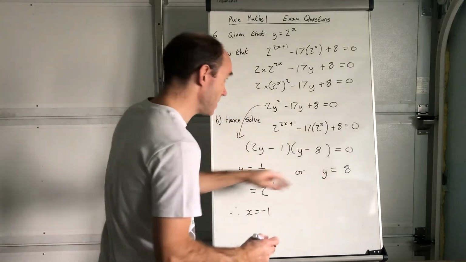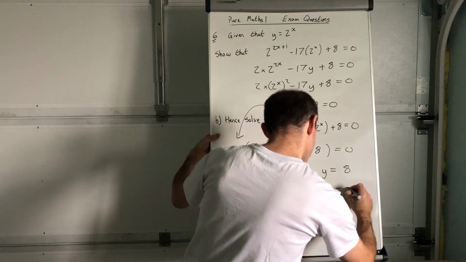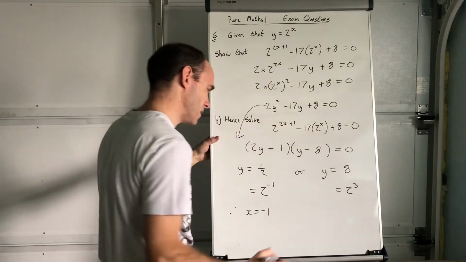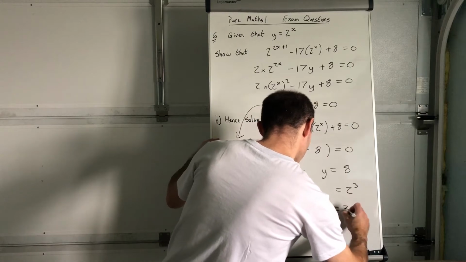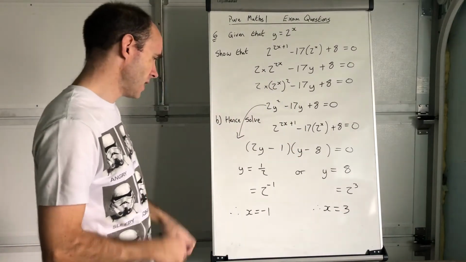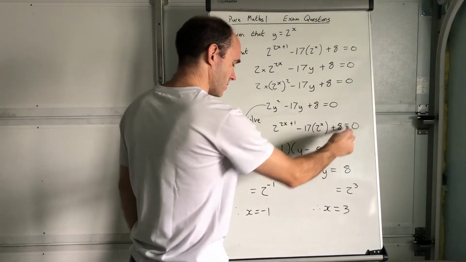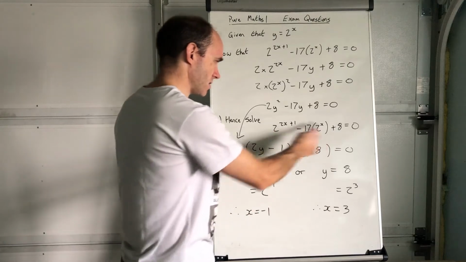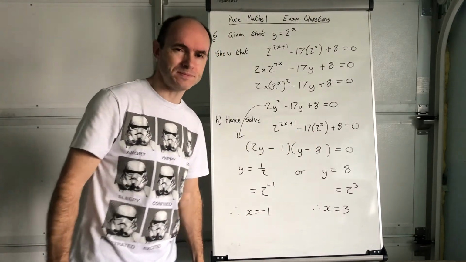And then this one here, y as a power of 2. 8 is 2 to the power of what? It's 2 to the power of 3, 2 cubed. And so that means that x is equal to 3. That's all it is, that's all you need to do. If you need to check that, you just put x equals 3 into this, check you get 0. Put x equals -1 into this and check that you get 0 again. Hoping you found that helpful.